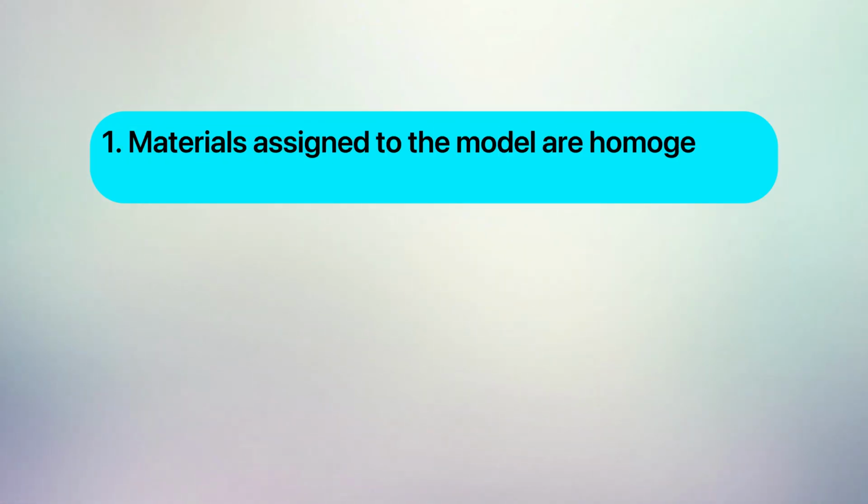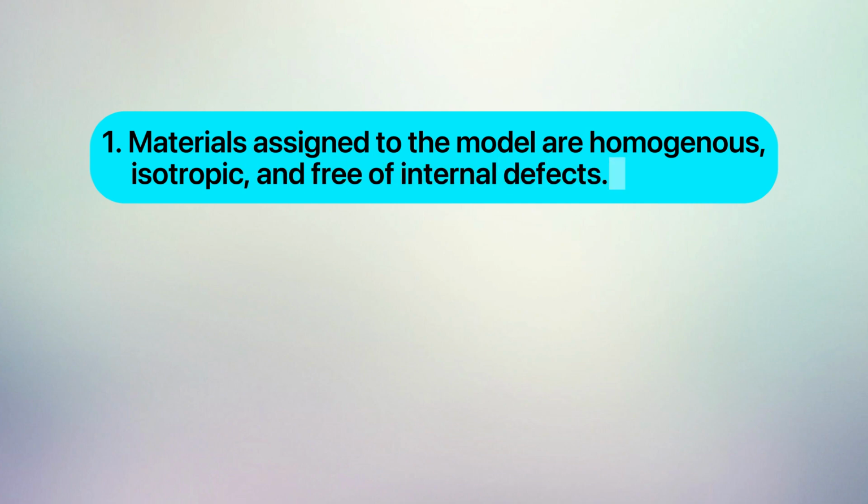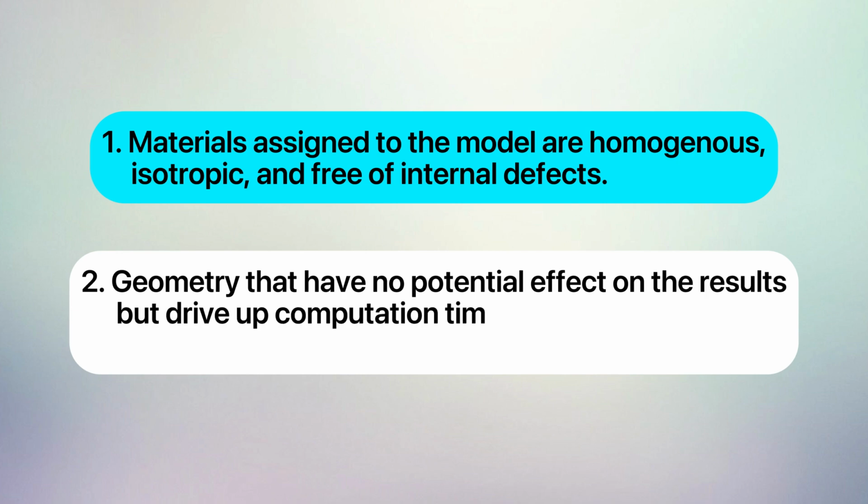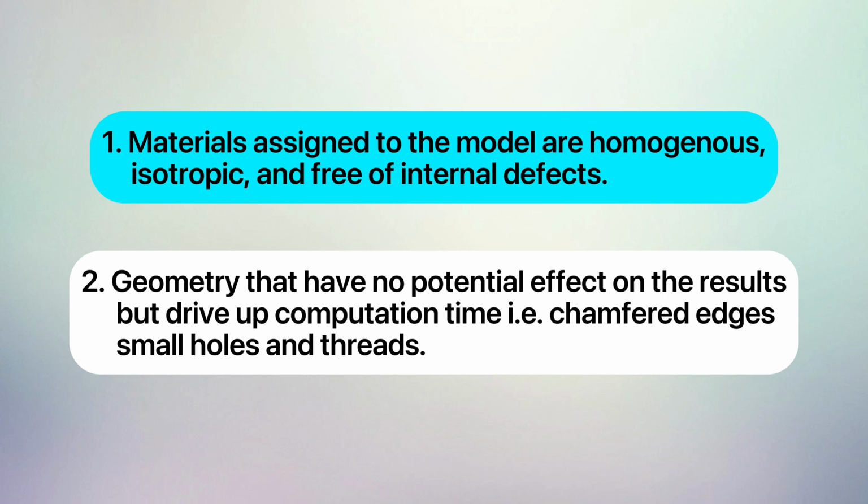Workable is just a fancy way of saying that the model must be solved with sufficient accuracy within an acceptable time frame using the available computational resources, including RAM, CPU cores, hard drive space, etc. It doesn't make sense to build a model that's so accurate and detailed that it takes months to solve. Likewise, you don't want an overly simplified model that can be solved within 2 minutes, but yields results that are totally off. So for example, two assumptions that you can make to simplify your model are: one, the materials assigned to the model are homogeneous, isotropic, and free of internal defects. And two, ignoring any geometry in the model that has no potential effect on the results but drives up computation time, such as chamfered edges, small holes, and threads.